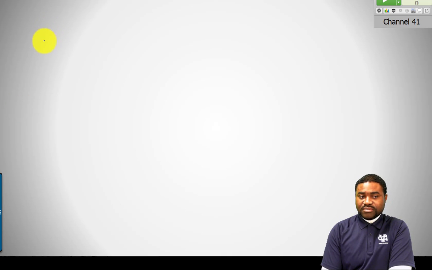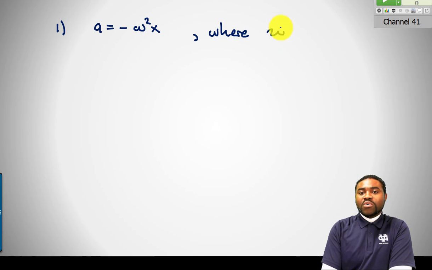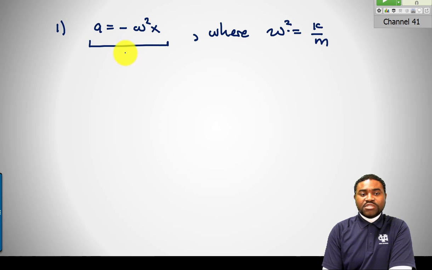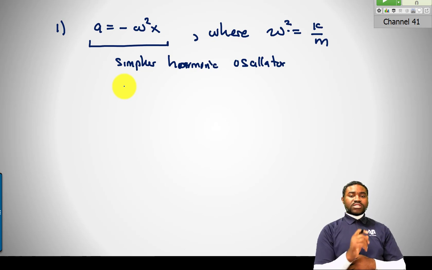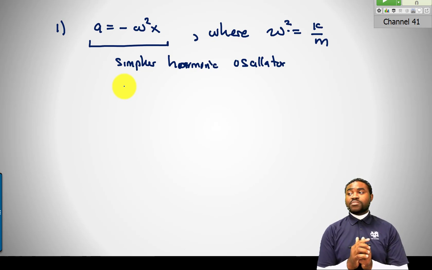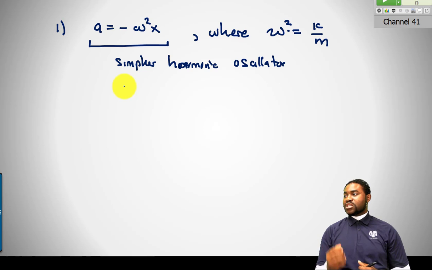We know that A is equal to negative omega squared x, where omega squared is equal to k over m. Any system whose acceleration is given by this expression is a simple harmonic oscillator. Let me say that again. Any system whose acceleration is given by that expression is a simple harmonic oscillator.